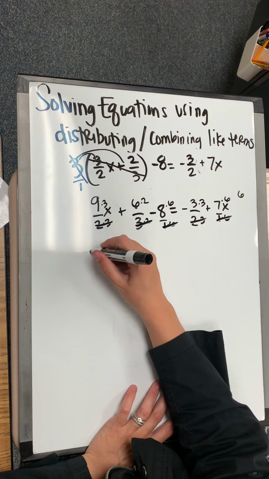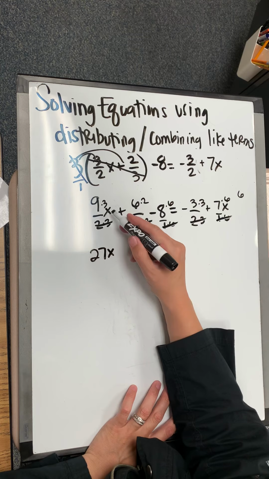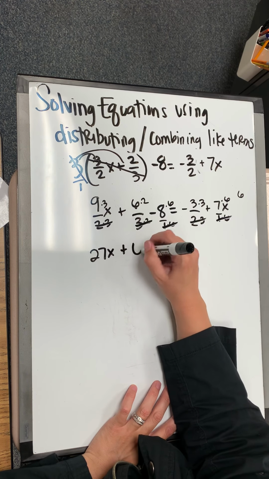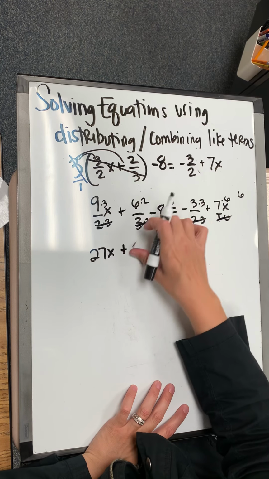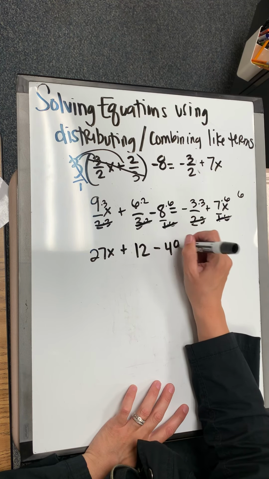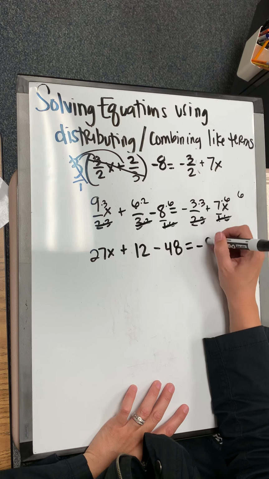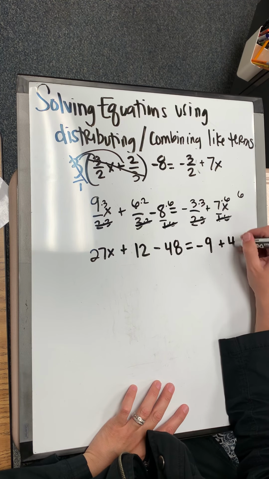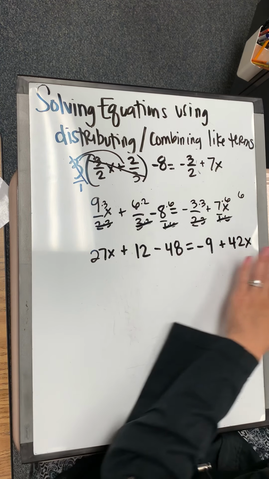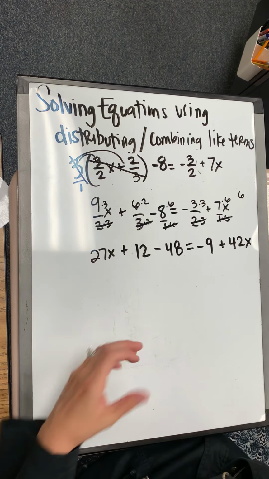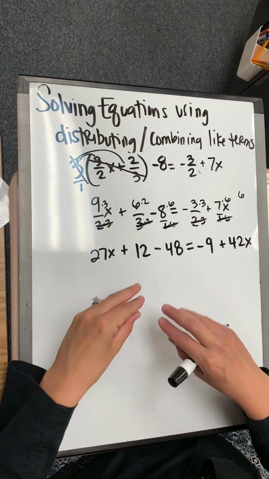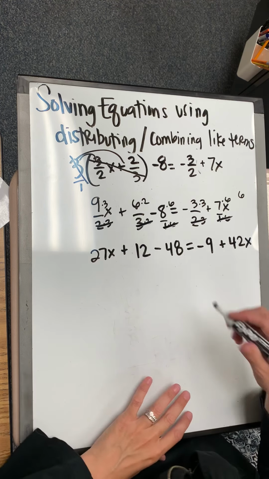So 9 times 3 is 27x. Please don't lose your variable. That causes some problems. Plus, 6 times 2 is 12, minus 48, is equal to negative 9 plus 42x. All right? At this point, we've gotten rid of all of our fractions, and really it's just a matter of combining our like terms and then moving them across the equal sign.